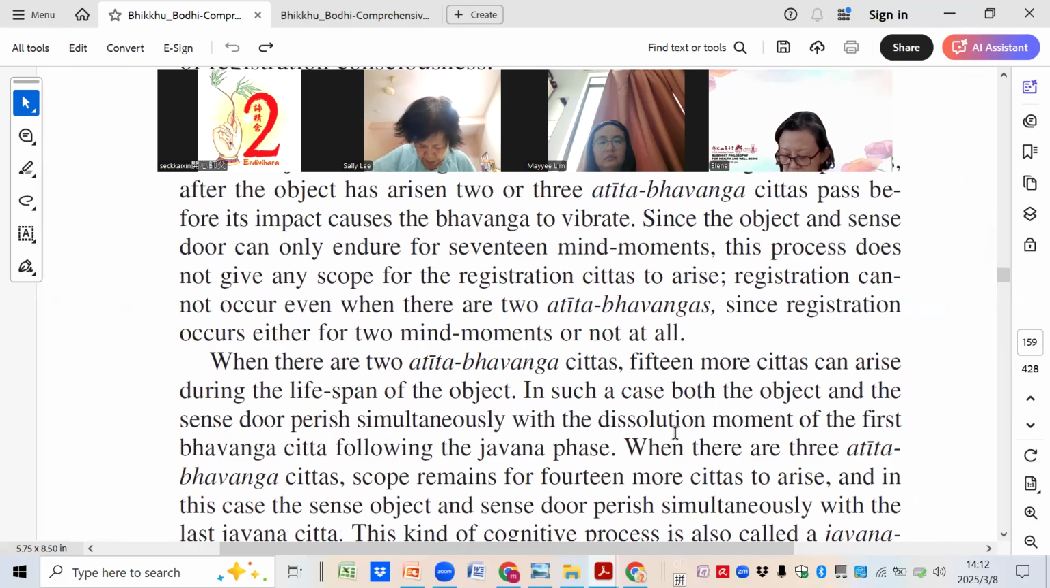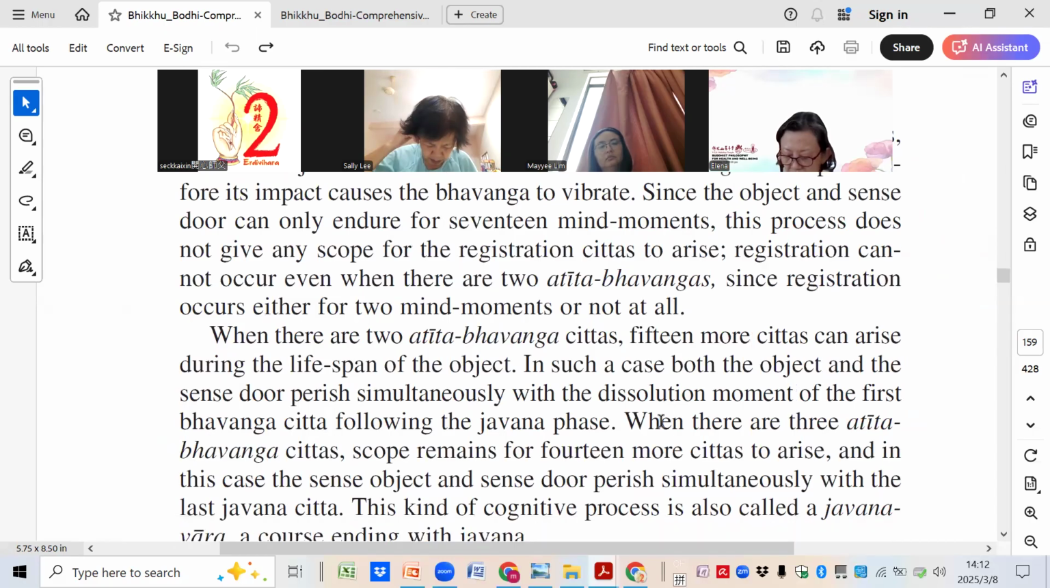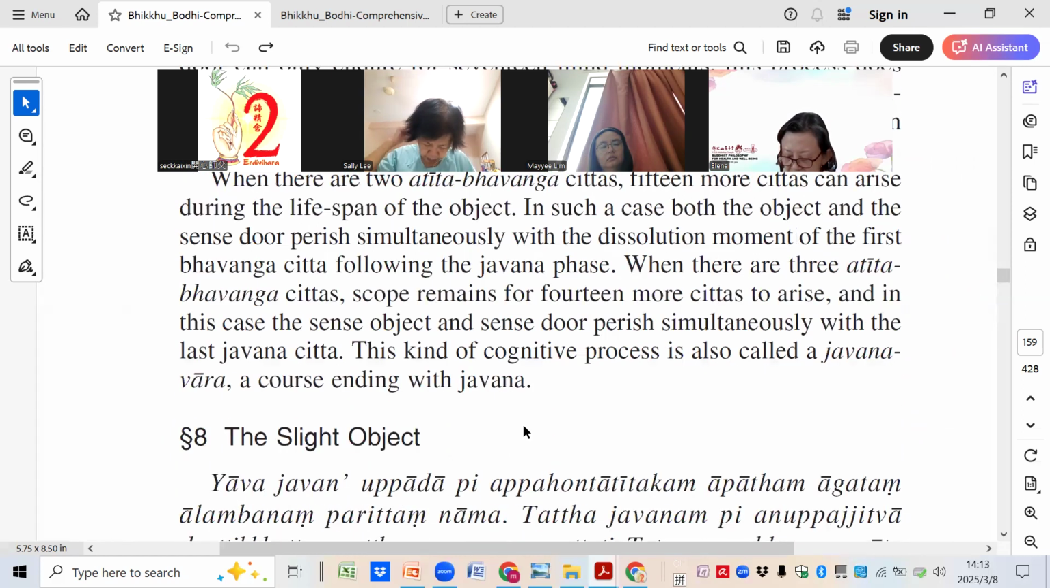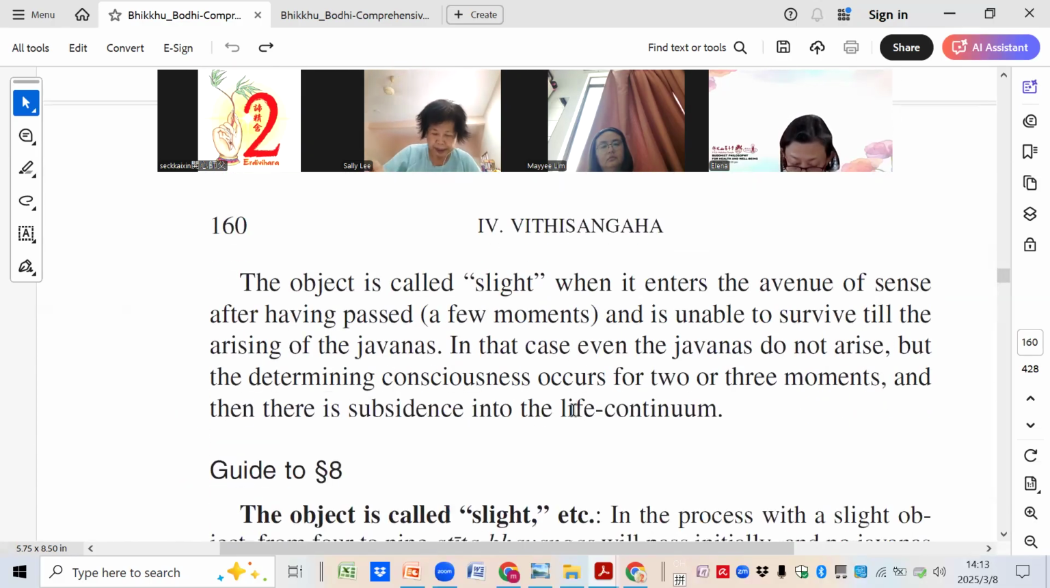In such a case, both the object and the sense door perish simultaneously with the dissolution moment of the first bhavanga chitta following the jhana phase. When there are 3 atita bhavanga chittas, scope remains for 14 more chittas to arise, and in this case, the sense object and sense door perish simultaneously with the last jhana chitta. This kind of cognitive process is called a jhana vara, a course ending with jhana. Yes, please continue with the slight object.